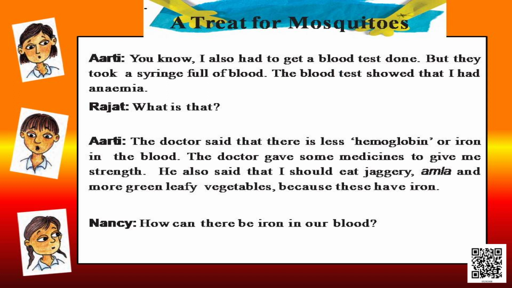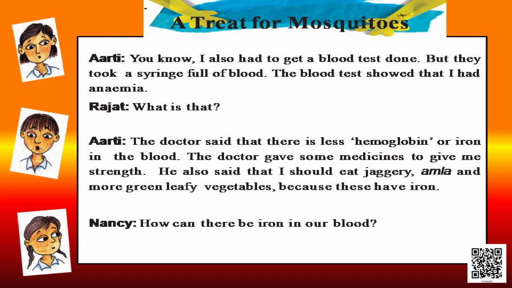And to increase the iron in your blood, we have to take the food which is rich in iron content. What were those foods which were suggested to Aarti to get rid of anemia? Those foods were jaggery, amla and more green leafy vegetables. So in that way she could get more iron in her blood.